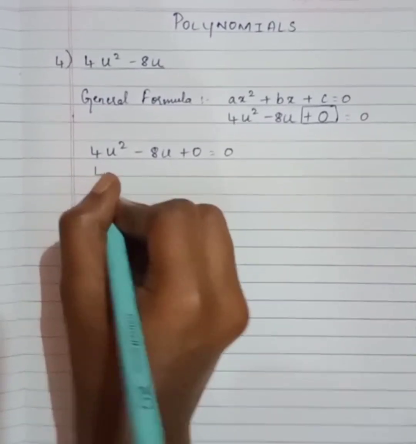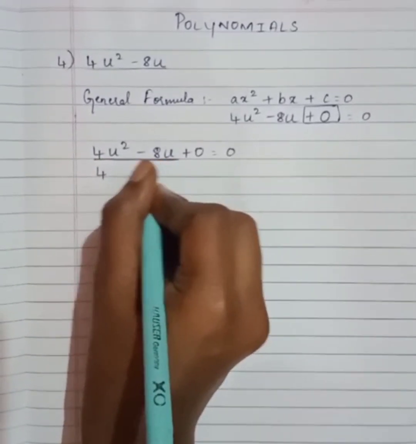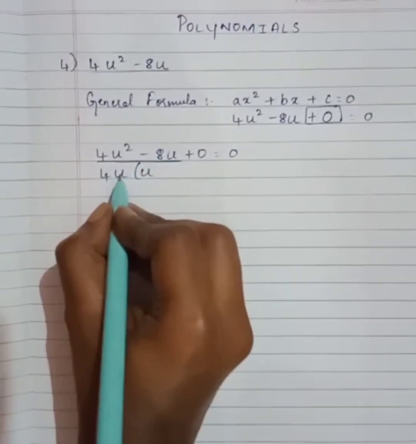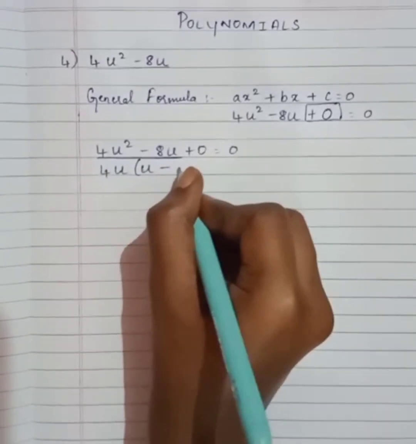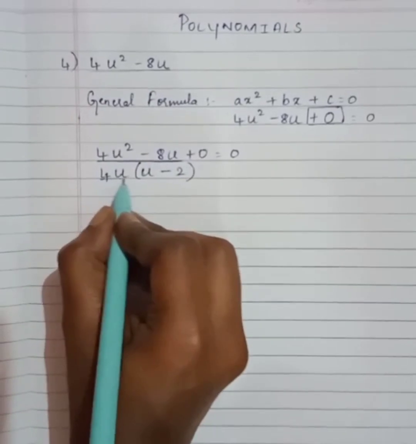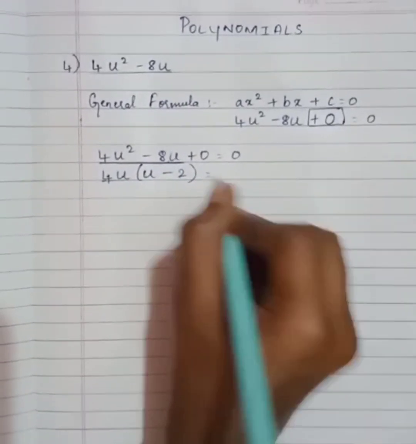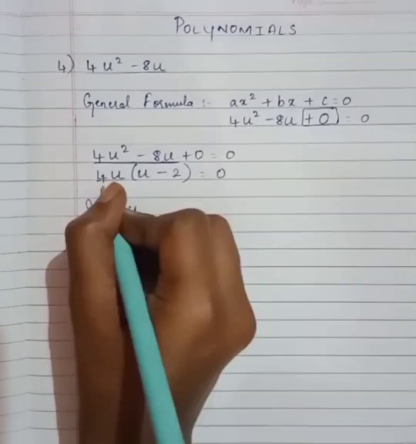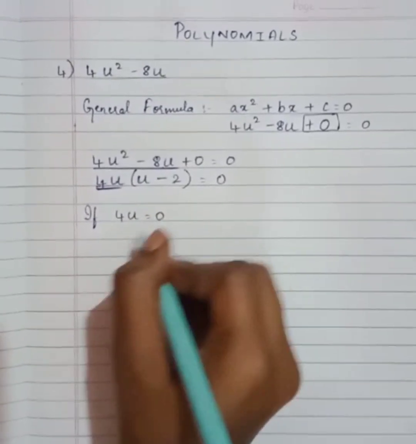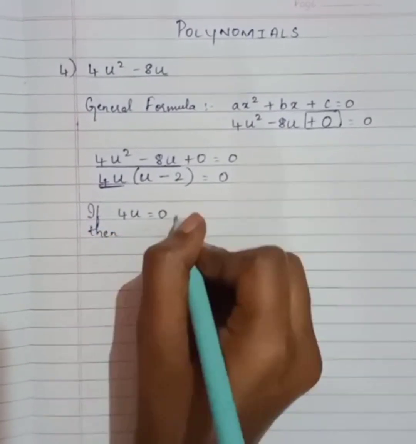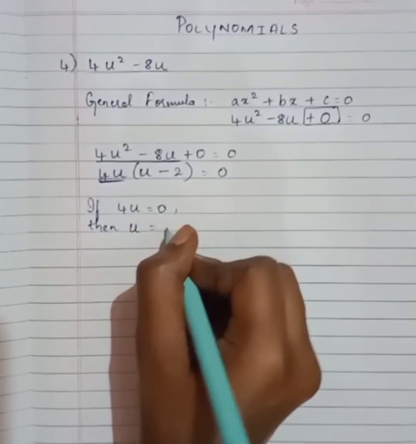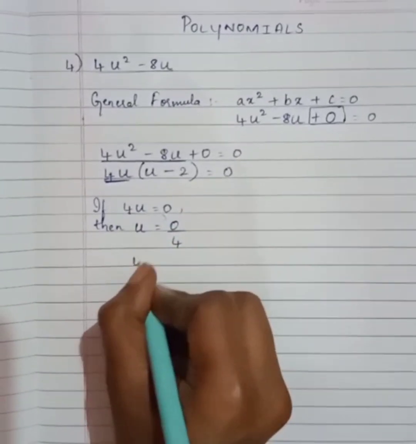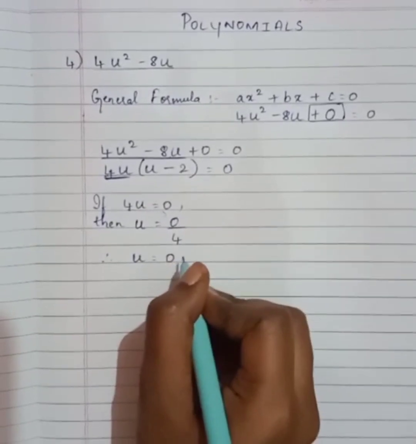Now here in these two terms, we'll take 4u common out. 4u into u is 4u square, minus 2, so when we multiply 4u into 2, we'll get 8u, is equal to 0. Now, if 4u, only this term, is equal to 0, then u will be equal to 0 by 4, where 4 comes below 0, and therefore u is equal to 0.